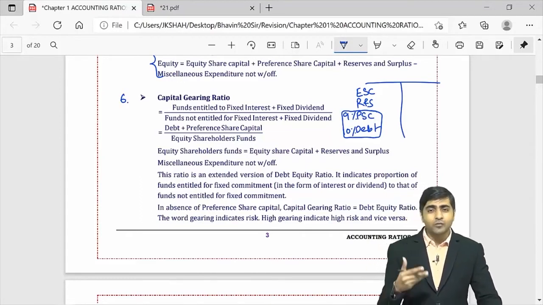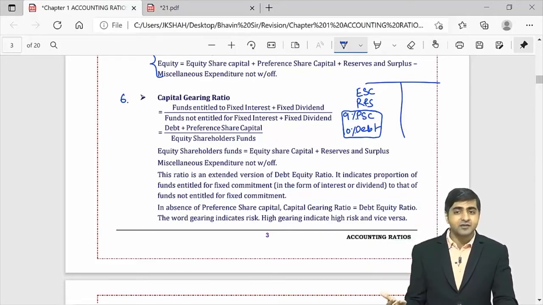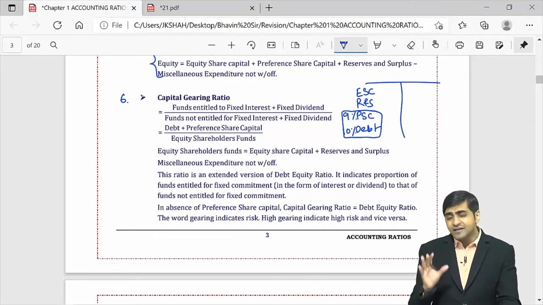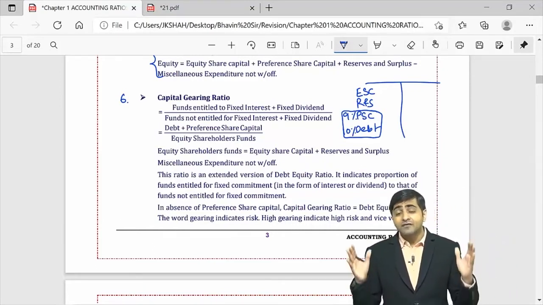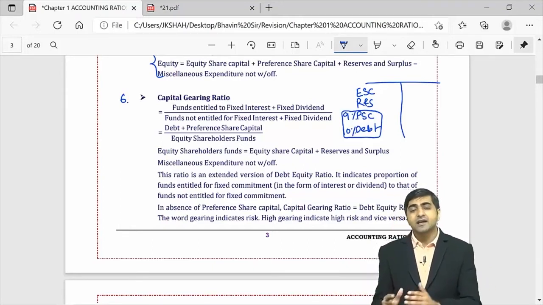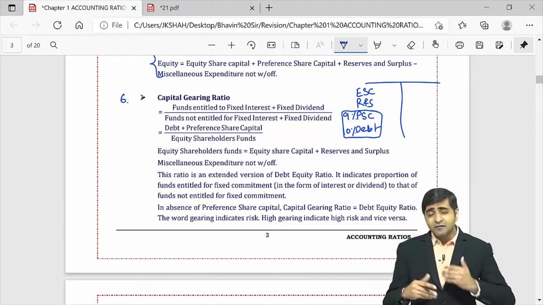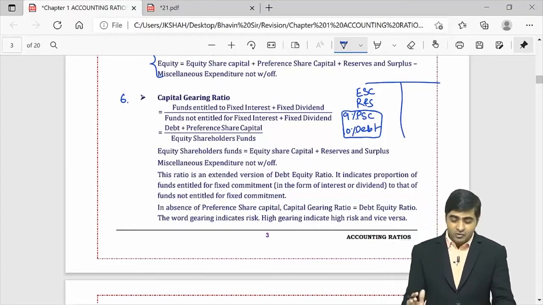Equity dividend, I hope you all know, is nothing but your voluntary dividend, right? These are not mandatory. So these are non-fixed income bearing securities. So guys, here we just need to check what are the funds which we are raising from the fixed income bearing securities, and we are going to divide that by non-fixed income bearing securities. It goes without saying that if you raise more funds from fixed income bearing securities, then the fixed obligation keeps on increasing, so the risk will also be higher.